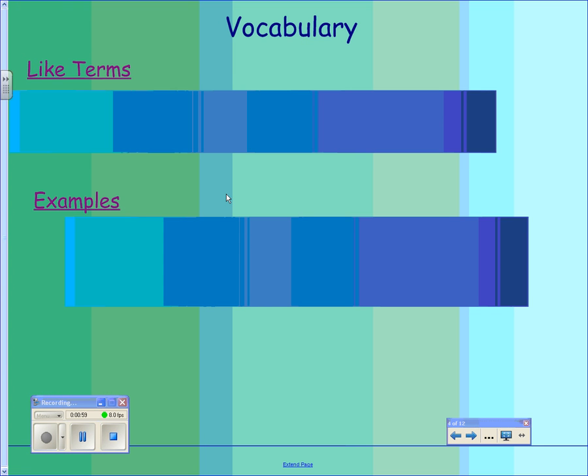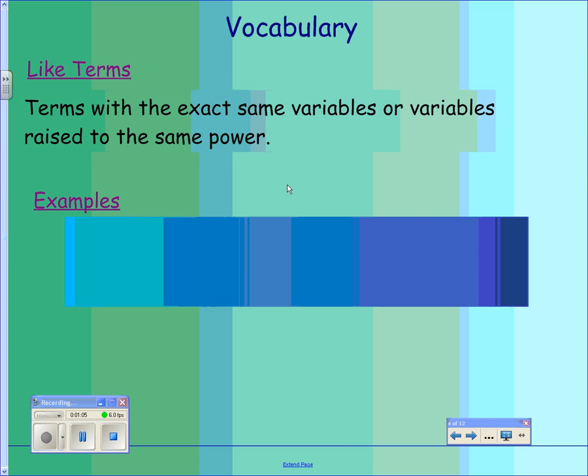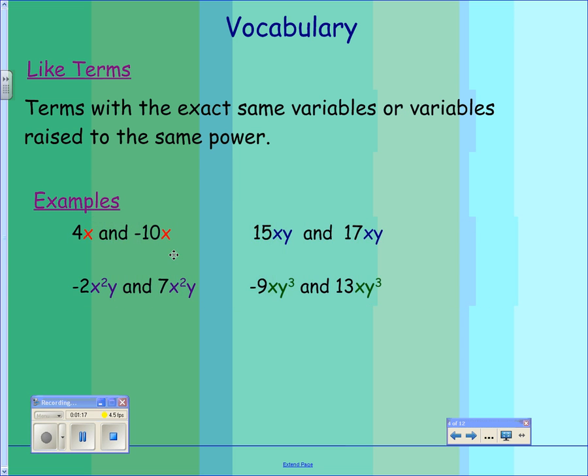Also, we have to understand how to identify like terms. Like terms are just variables that have the same last name. So they're just terms that have the same variables, or the variables have the same powers. So for example, 4x and negative 10x are both like terms. They both have numbers and they both have x to the first power.